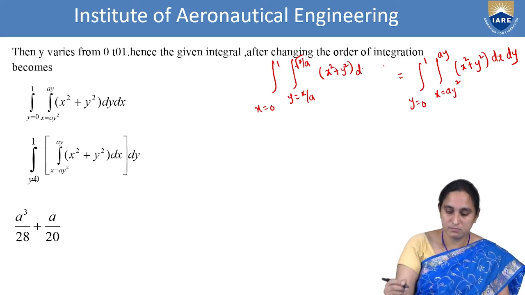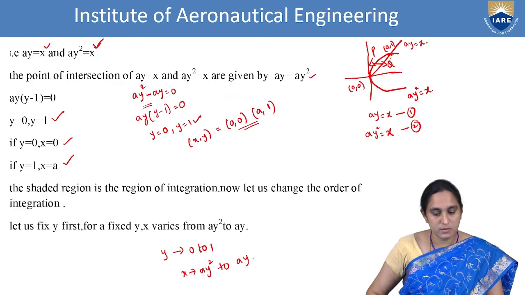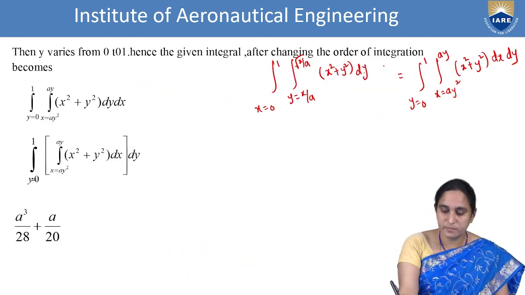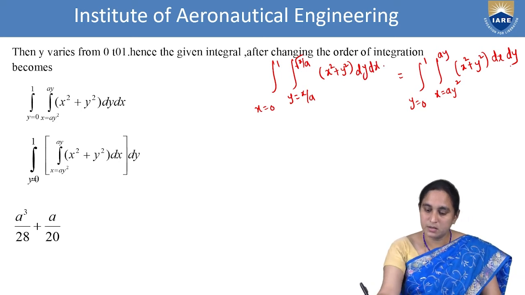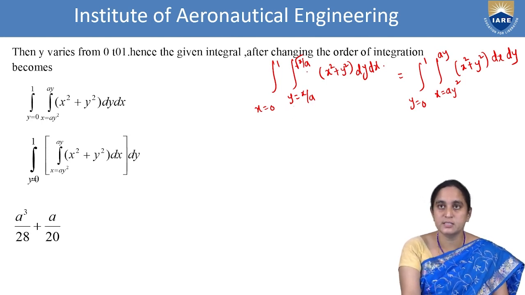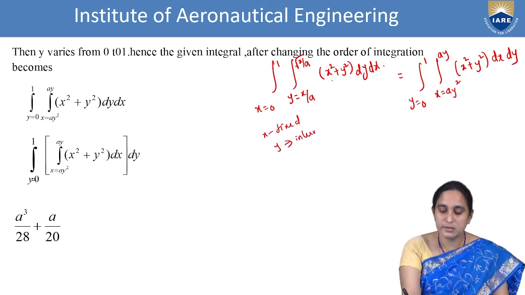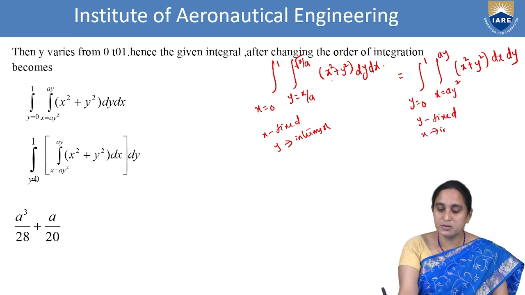This is dx dy. Once you see, the question is integral x is 0 to 1, integral of y is x by a to root x by a, x square plus y square into dy dx. This is the given question. Here x is fixed and y is in terms of x. By using the concept of change the order of integration, y is fixed and x is in terms of y.